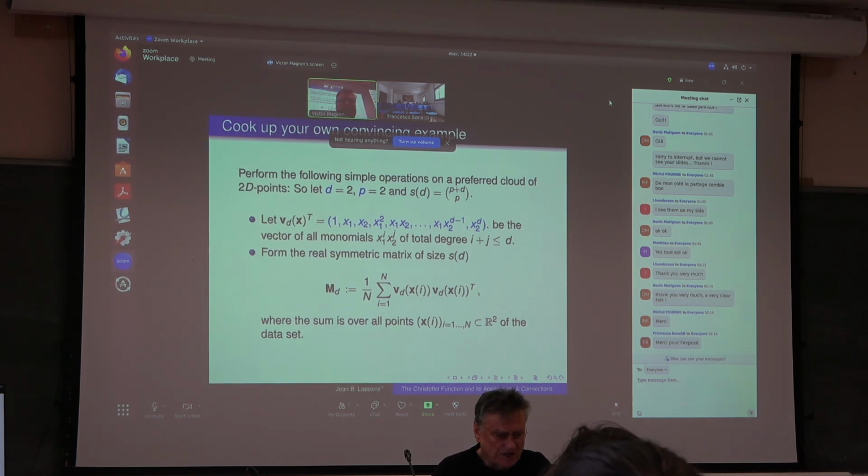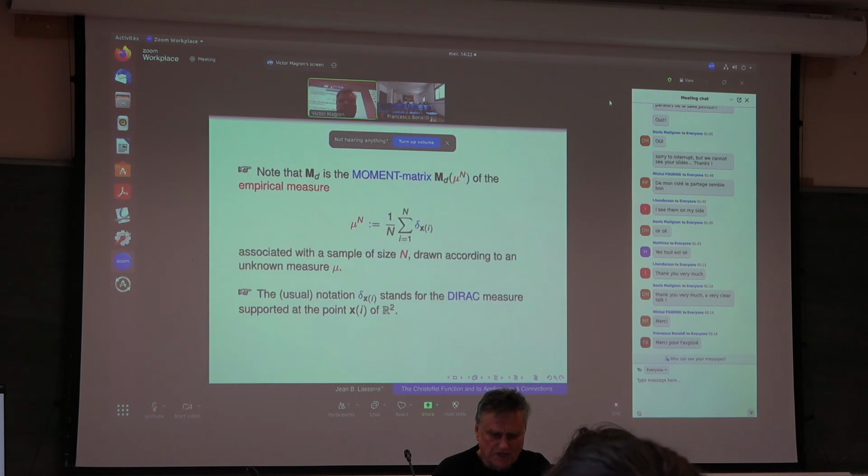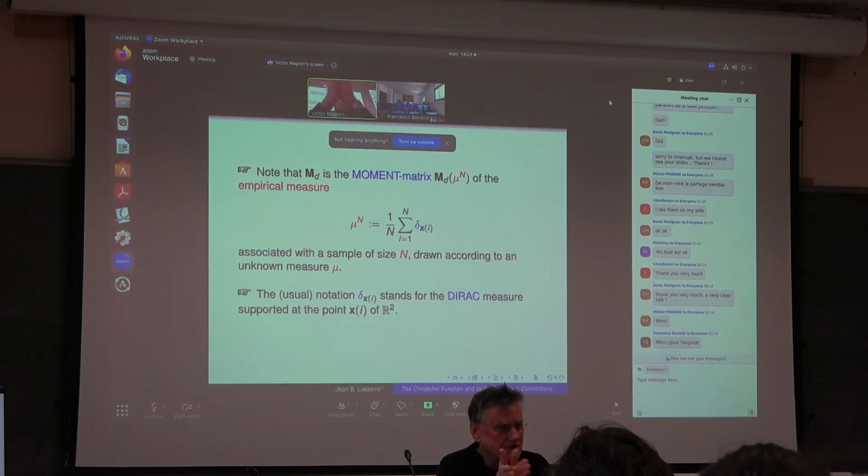So what is this matrix? A real symmetric matrix of dimension s_d. And in fact, it's just what Victor was mentioning before in the talk: it's called a moment matrix. It's a moment matrix of what measure? There is a measure behind that, and the measure behind that is quite simple. It's just the empirical measure supported on the cloud of points. So mu_n is just the sum of the Dirac measures at the points xi. You take the sum over all points and you divide by n, so you get a probability measure. It's a discrete measure which is supported on the cloud of points.